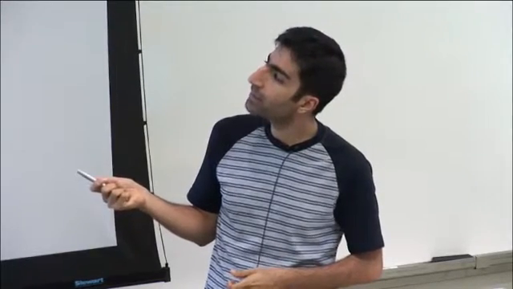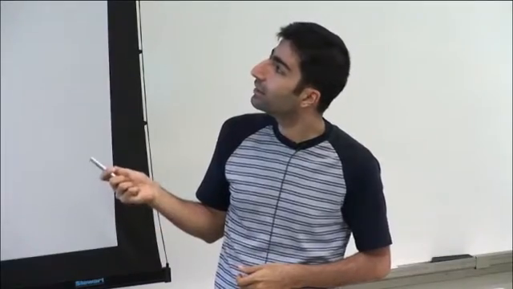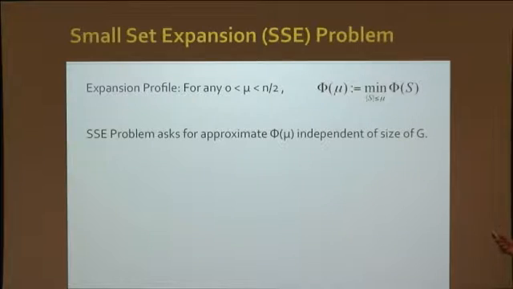Let mu be a parameter between 0 and n-halves. Then phi of mu is defined as the worst expansion of any set of size at most mu. Okay? So for example, phi of n-half is just the sparse cut of the graph. Okay? So small set expansion problem asks if you can find an approximation algorithm for this parameter phi of mu, which is independent of the size of the graph. Okay? So by Cheeger inequality, we know that we can do this for mu being n-half. So basically here the question is if you can do that for any values of mu.